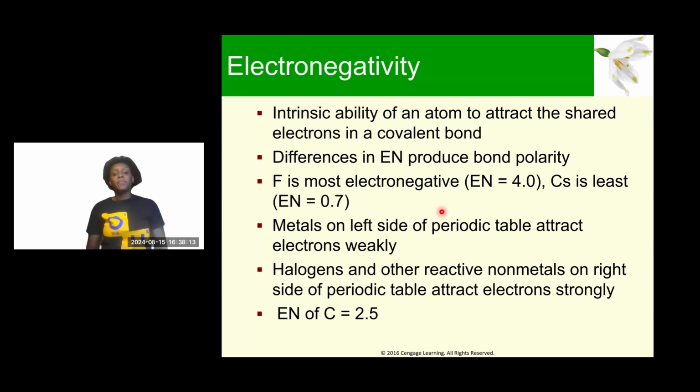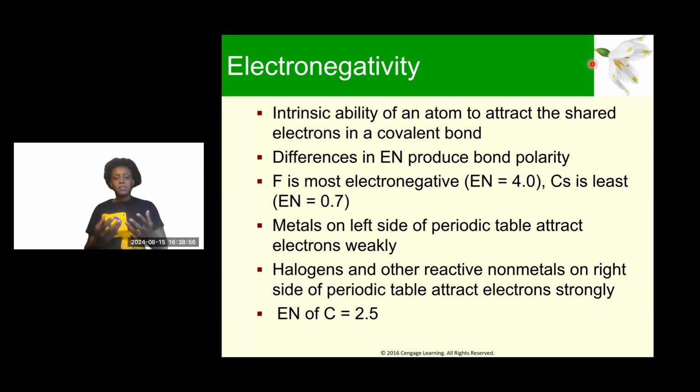So electronegativity. Electronegativity, when we're talking about atoms, all right? This is the ability of an atom to attract the shared electrons in a covalent bond. And so electronegativity is going to be attracting electrons to itself, okay? It's attracting electrons to itself. So when you're looking at this, you have electronegativity numbers, okay? And the difference in the electronegativity numbers produces bond polarity, okay? And so the bond becomes polarized.